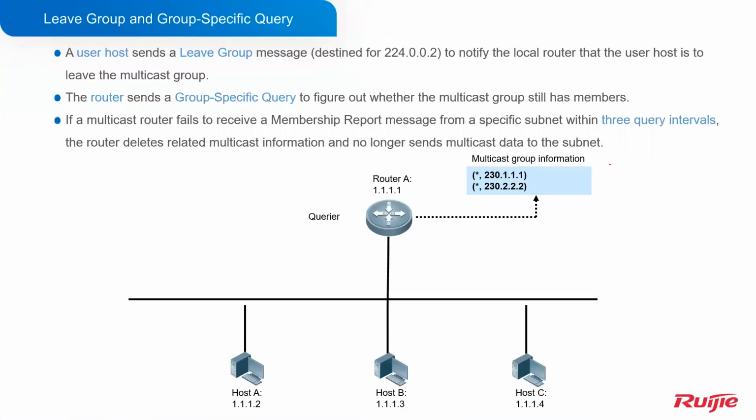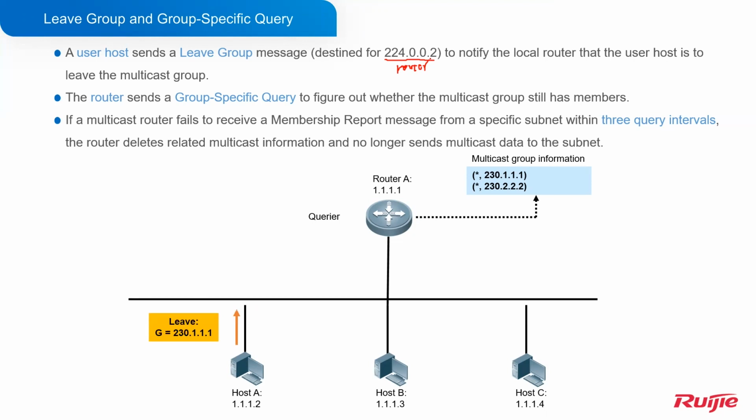And next is the leave group and the group-specific query. Let's see, this is another scenario. Now, a user host sends a leave group message destined for 224.0.0.2. This is also a special multicast address. It represents the router. The leave group message is used to notify the local router that the user host is leaving the multicast group. Maybe I will switch to another group, or I don't need to receive them anymore, so I will send a leave message. For example, host A sends a leave message.